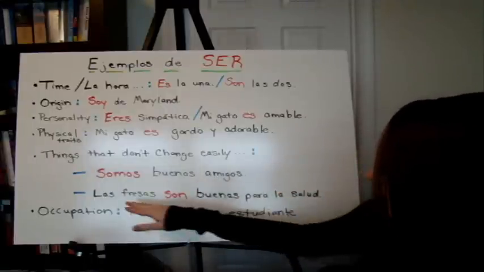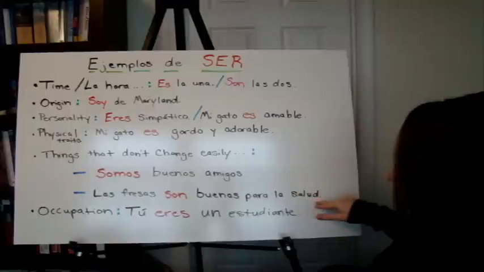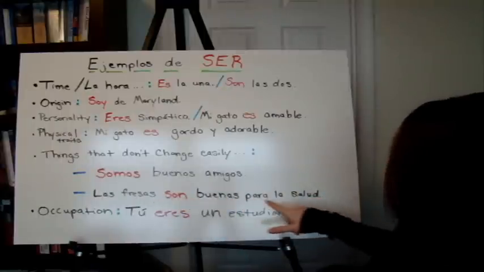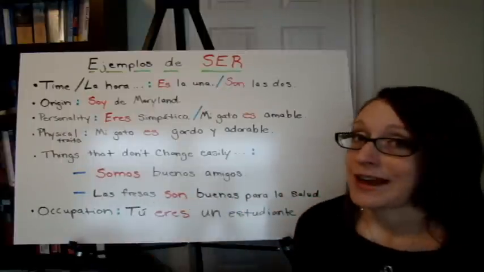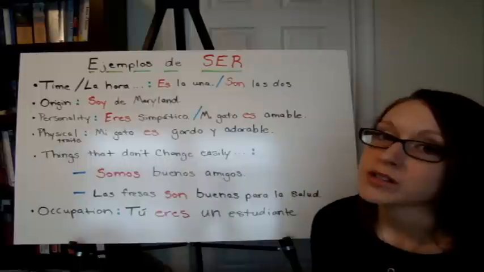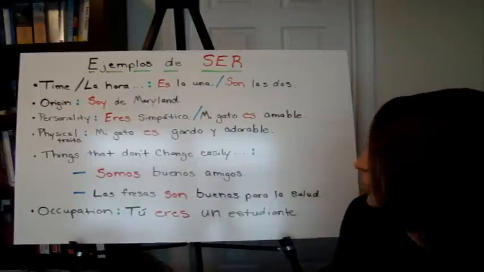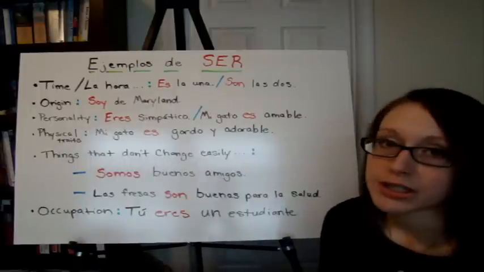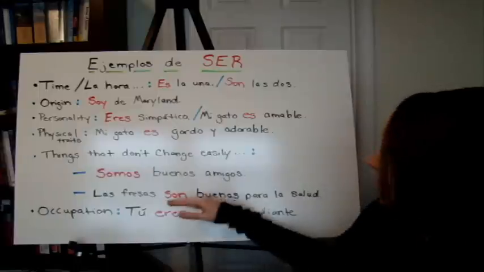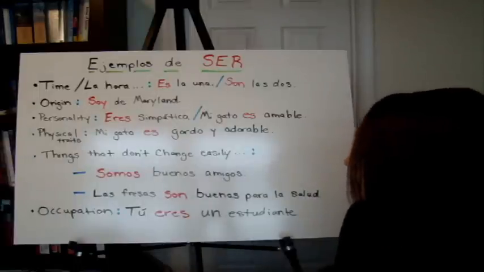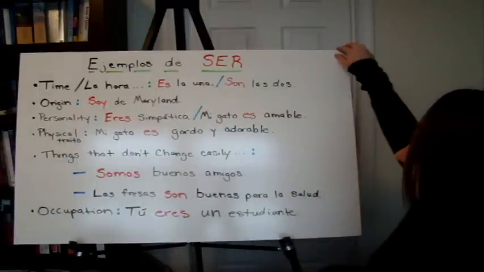And also, las fresas son buenos para la salud. Strawberries are good for one's health. That is a fact. It's just the way it is. Strawberries are good for you. Fruits are good for you. Vegetables are good for you. Anything like that, if it's a fact, then you are going to use the verb ser. Okay, so those are some examples of how to use that.